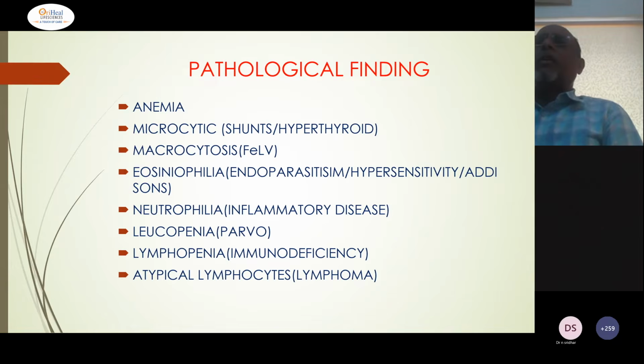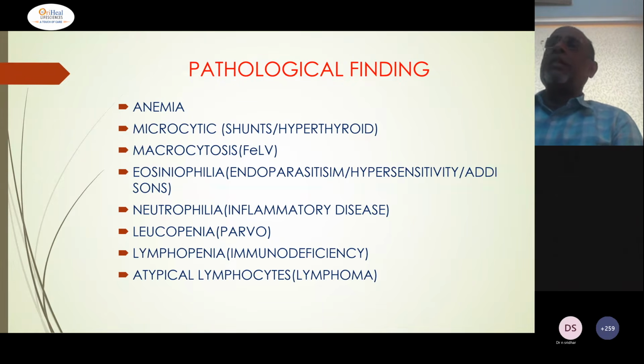Then what are the pathological findings in a chronic diarrhea case? I already told you more than 3 weeks of cases are called chronic. And what are the pathological findings you find? Usually you find anemia, because there will be blood loss, and production will be less in immunomodulating diseases, so you'll have anemia.